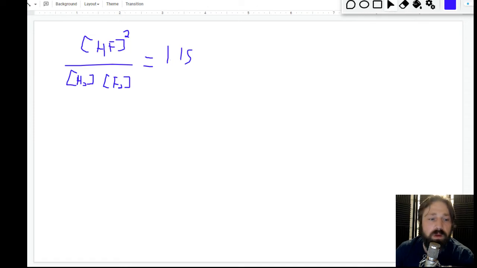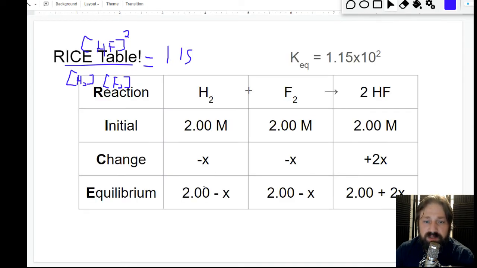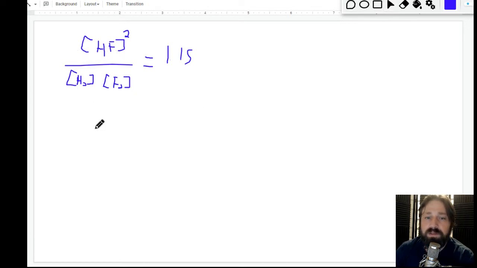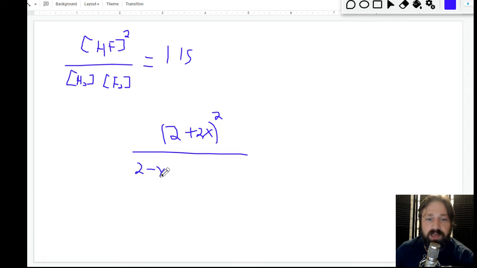Now, this is our equilibrium for these guys. I can go through and put these in for these concentrations. I may not have the exact number, but I know it's going to be 2 minus x, right? So let's write that in. For HF, it is 2 plus 2x, that's the concentration of HF, squared. That's on top, that's my product. For hydrogen gas, it is 2 minus x. And for fluorine gas, it's going to be 2 minus x. All right? And we know all of this is going to equal 115.